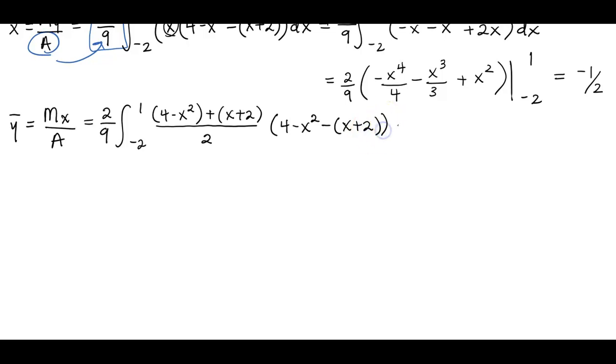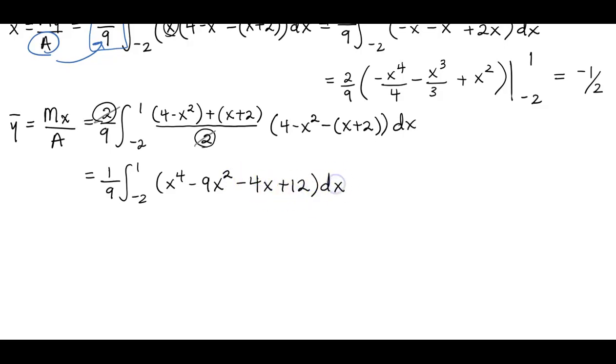So we have to be careful here on the inside of this integral with simplifying this expression. I will go ahead and pull out this division by 2 in the front of the integral, which will cancel this 2 right here and just leave me with a 1/9 in front of the integral from -2 to 1. When we simplify everything on the inside of the integral, we should end up with x to the 4th minus 9x squared minus 4x plus 12.